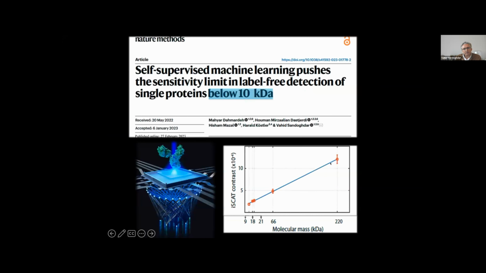More recently, we've improved the sensitivity from 65 kilodalton down to just below 10 kilodalton by learning how to improve our signal to noise ratio. There we've exploited some of the new machine learning techniques. This is not something that I'm going to elaborate on today, but you can read this paper that came out earlier this year in Nature Methods.